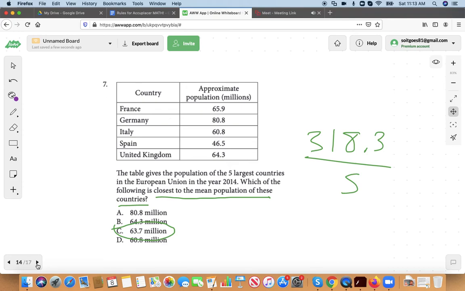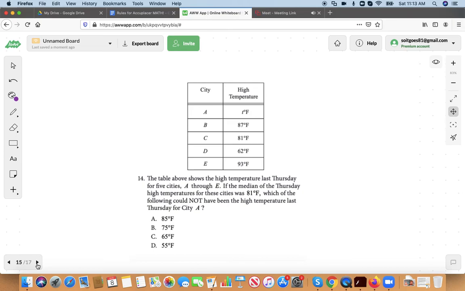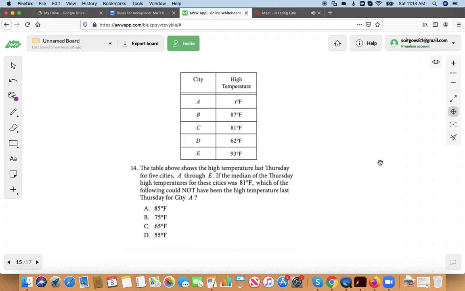Let's do one last question. We'll wrap it up for today. Number 14. Go and read it for us, please. The table above shows the high temperature last Thursday for 5 cities, A through E. If the median of the Thursday high temperature for these cities was 81 degrees Fahrenheit, which of the following could not have been the high temperature last Thursday for city A? Okay.